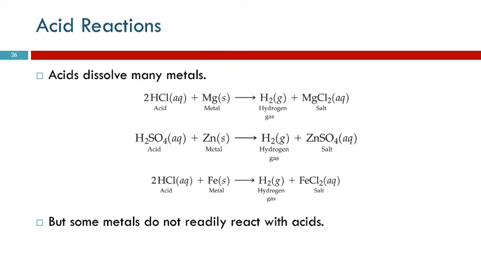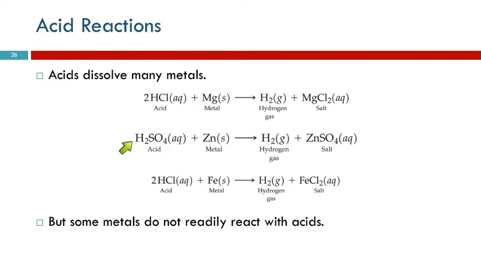So acids undergo neutralization reactions with bases. They also dissolve many metals. I can't remember if it was magnesium or zinc that we made the hydrogen gas with, but they'll both do it. If you put magnesium in hydrochloric acid, it undergoes a single replacement reaction and forms hydrogen gas and salt, a soluble ionic compound.